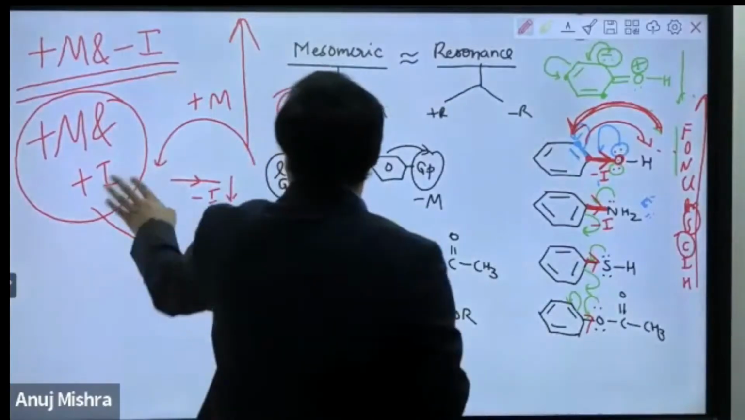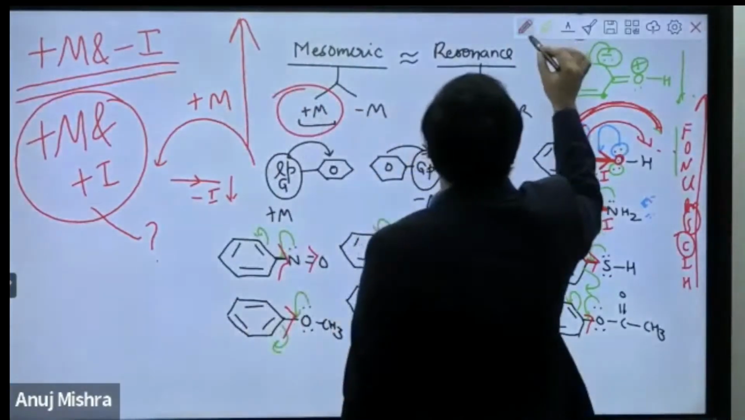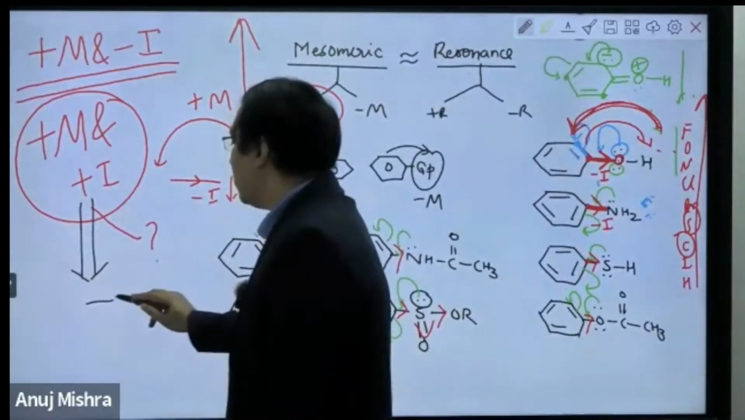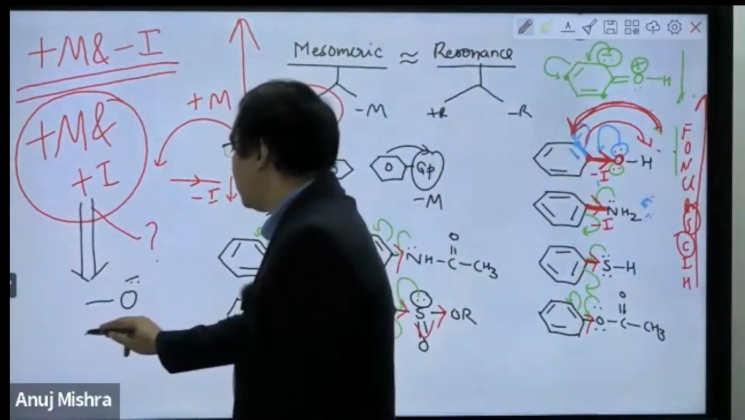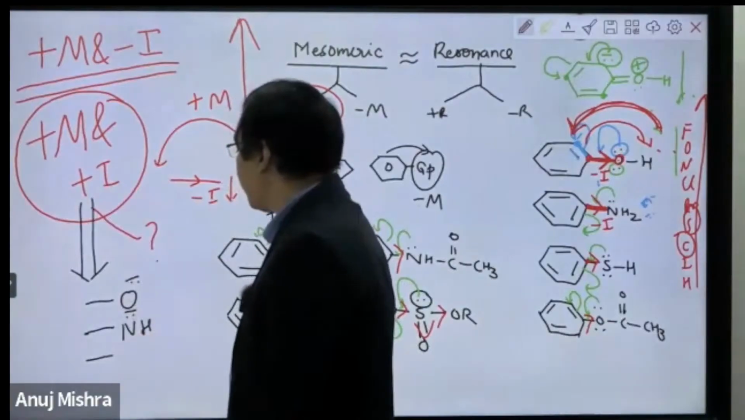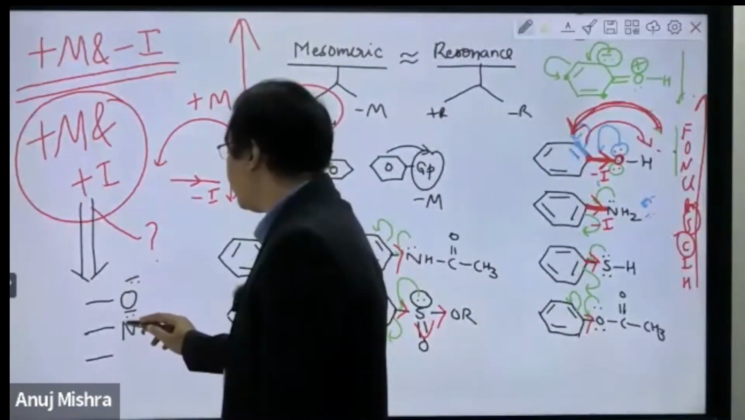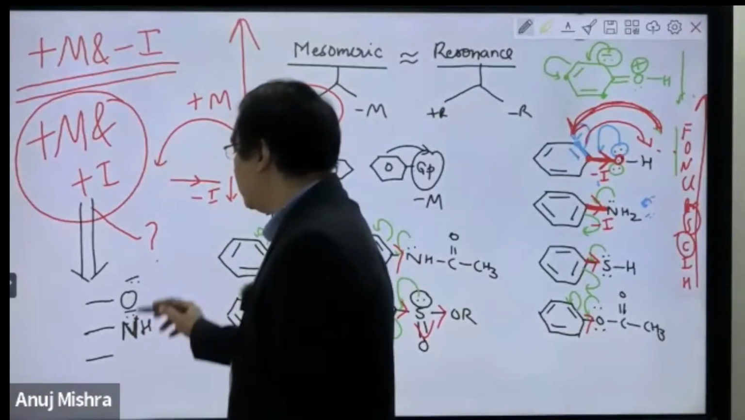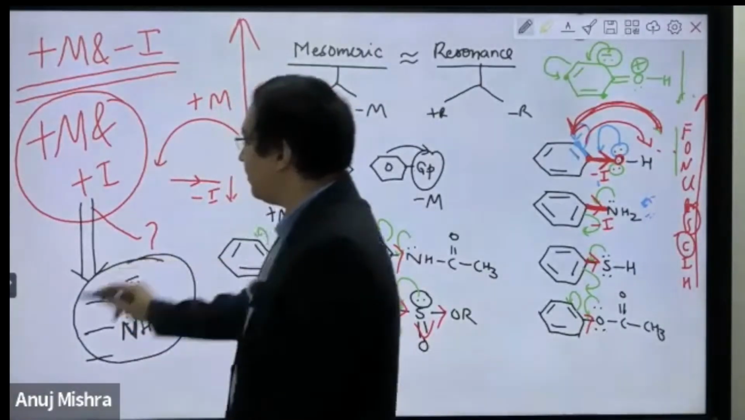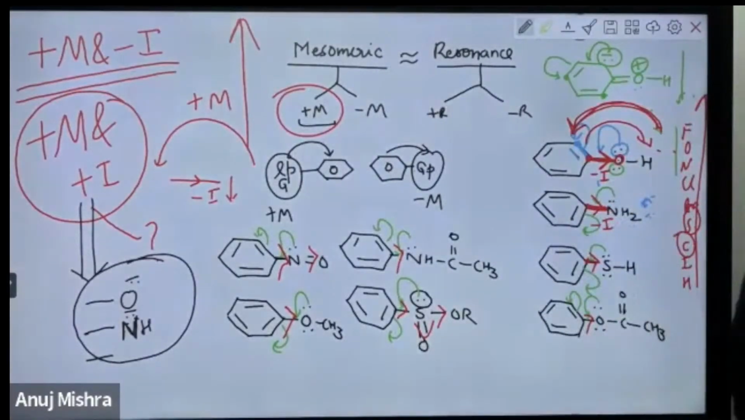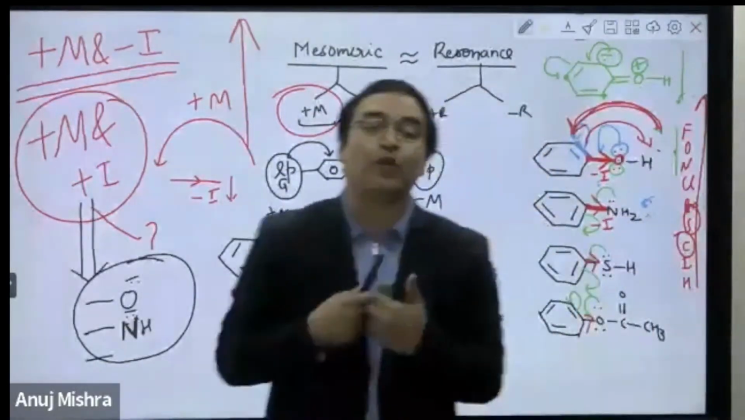Now write down this, and this is a very important question also. I'm highlighting it separately so that you don't forget this. Write down groups like O negative, groups like NH negative, okay? These kind of groups where you already put negative charge, they start pushing electron. Now you can say, sir, oxygen is electronegative. Why is it not pulling electron?